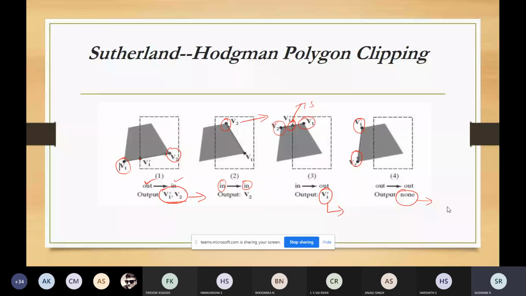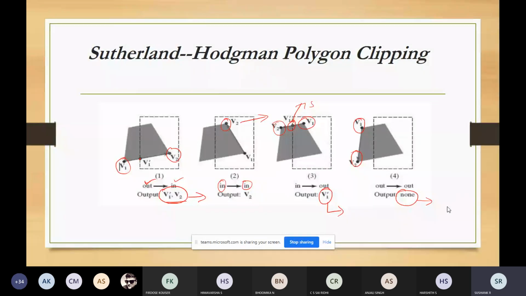So this is how this algorithm works. I'll just repeat again. If the first input vertex is outside the clipping window and the second vertex is inside the clipping window, then the point of intersection of that line with the window and the inside vertex will be sent to the next clipper for processing. When both the vertices are inside the clipping window, the second vertex v2 will be sent to the next clipper for processing.